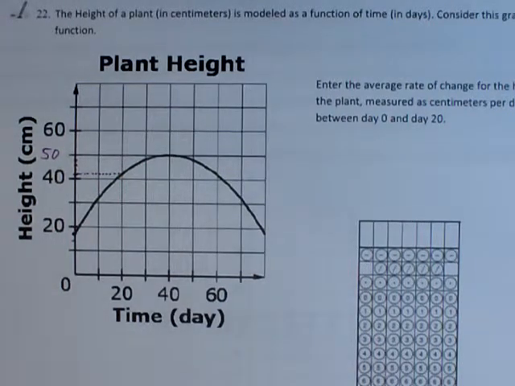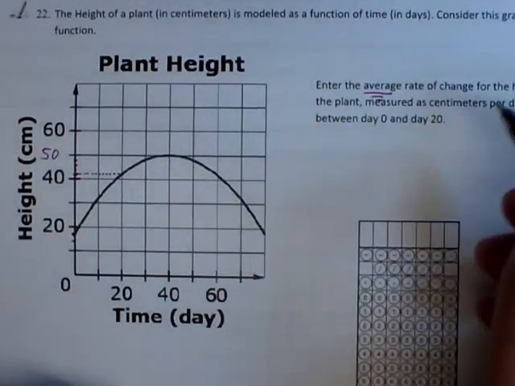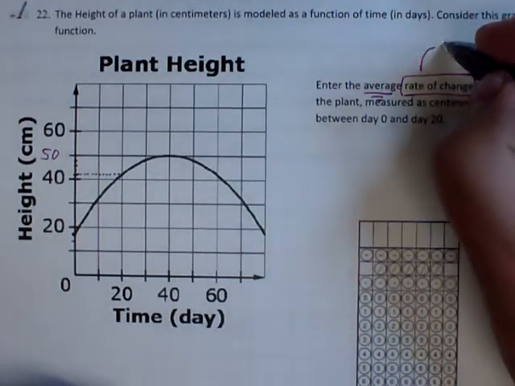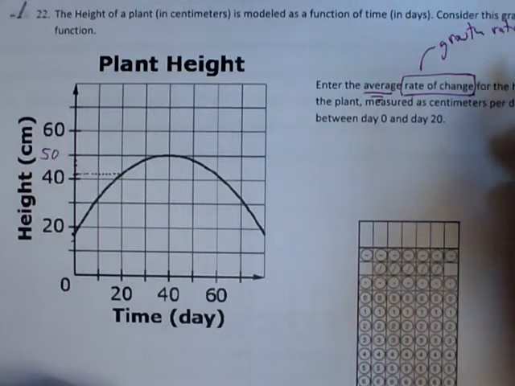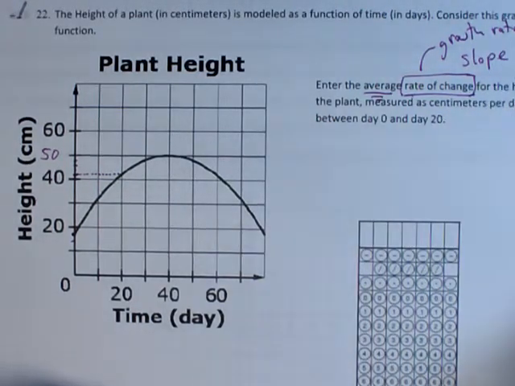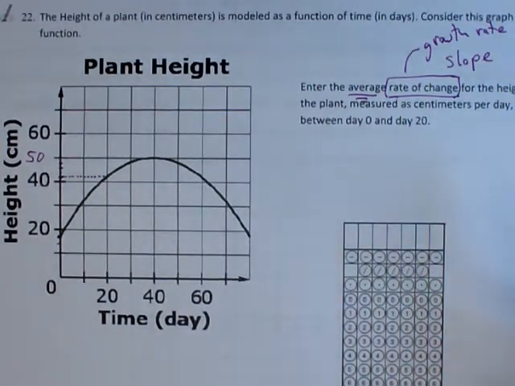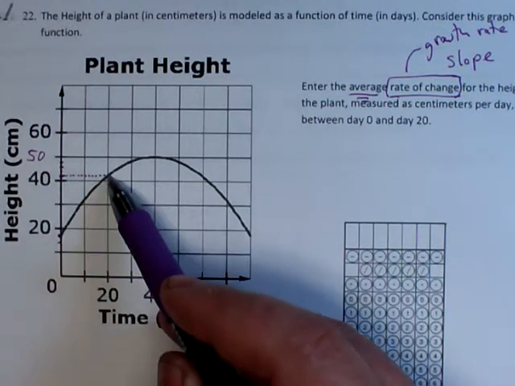So there's a key word here, average, and then rate of change. So rate of change we've also called growth rate, and we've also called slope. Okay, and then average, what they're asking us here really is, even though this is curved, they're asking us if this were a straight line.